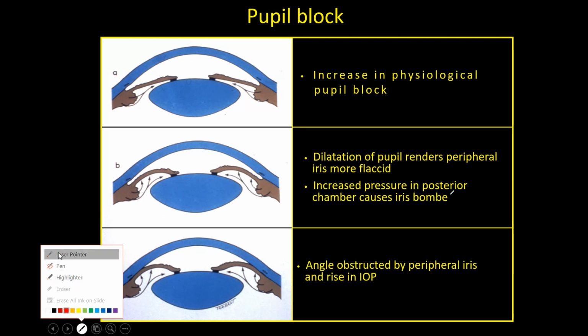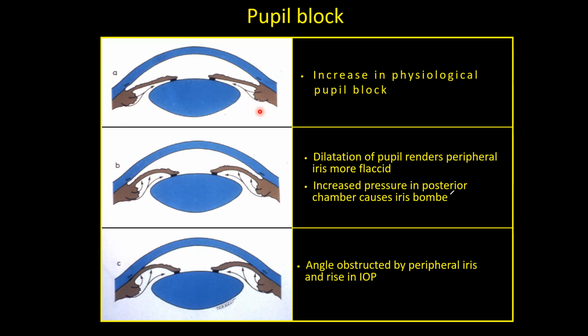On the laser pointer, well, now it is in the mid dilated position. The pupil is in the mid dilated position. This is the lens, this is the cornea, and this is the iris. In the mid dilated position, the iris is approximated with the anterior surface of the lens. Because of this, the fluid which is formed at the ciliary body has no place to go. So it will try to go through the pupil, but the pupil is blocked. So it will push the iris forward.